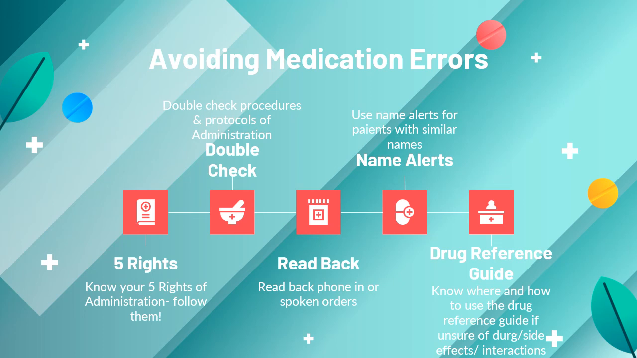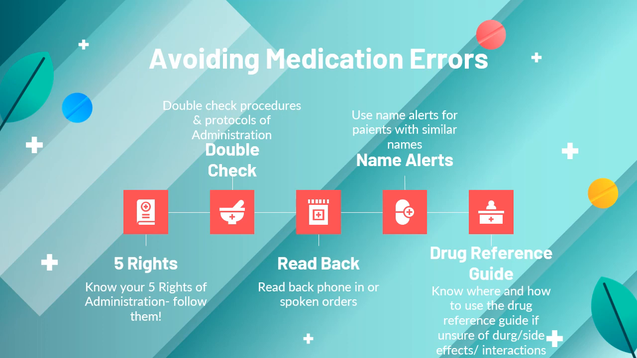Next, double check. Double check your procedures. Double check your protocols of administration. Read back. You hear this a lot probably from your instructors. If you're taking an order, especially over phone or spoken, make sure you read back. Ask them that this is exactly what they're ordering. Name alerts. Use a name alert if you have patients with similar names. There are a lot of patients who have similar last names and or first names. Make sure there are name alerts either on the boards or in the computer systems for those patients.